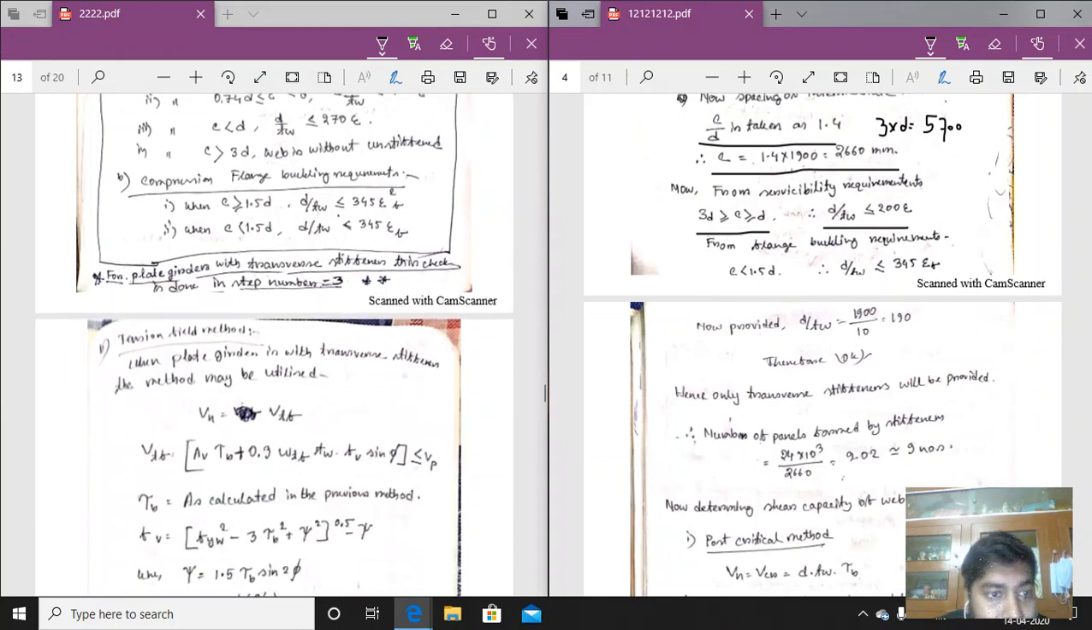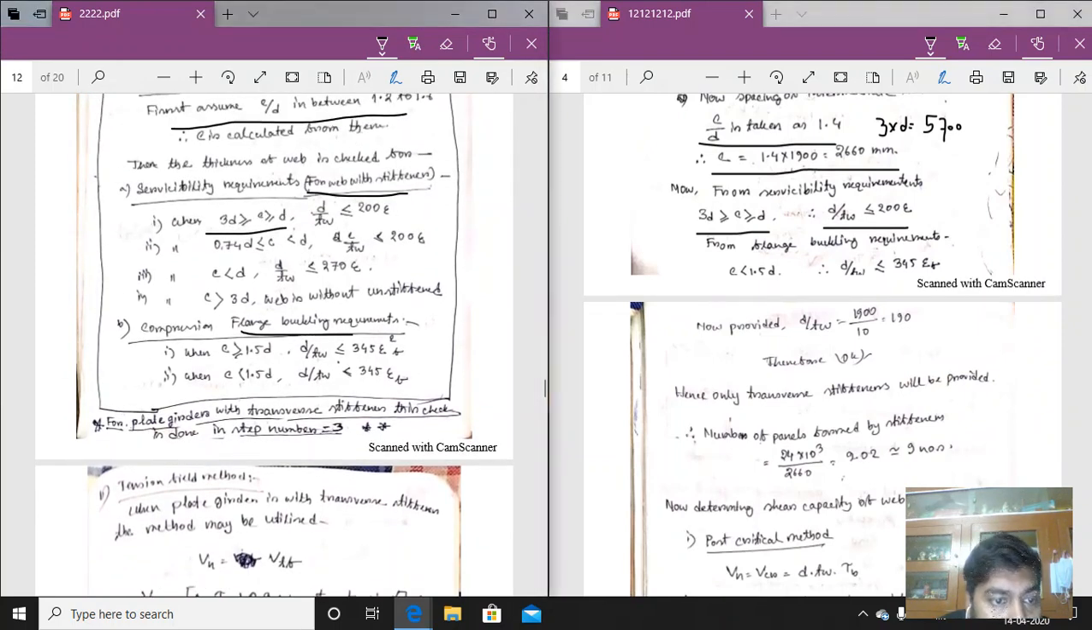And for flange buckling criteria, for the flange buckling requirement, when c is greater than 1.5d. So c here is less than 1.5d, because 1.5 into d is more than 2660.